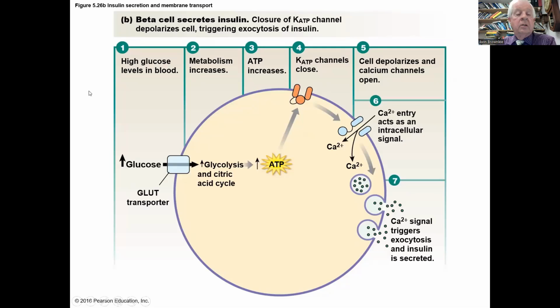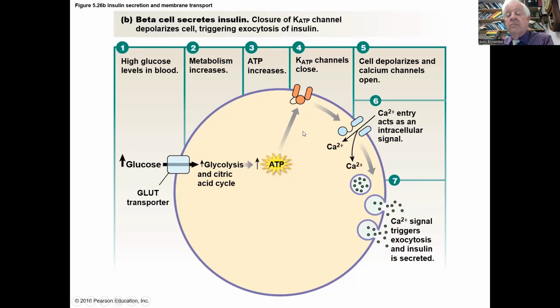blood glucose level is very high. So lots of glucose comes in through GLUT. This means that the metabolism of glucose is very high. Lots of ATP is made. So there is ATP available to shut the potassium channel. Now, when the potassium channel shuts, that means that the potassium cannot diffuse out. If the potassium cannot diffuse out, then it stays on the inside of the cell.